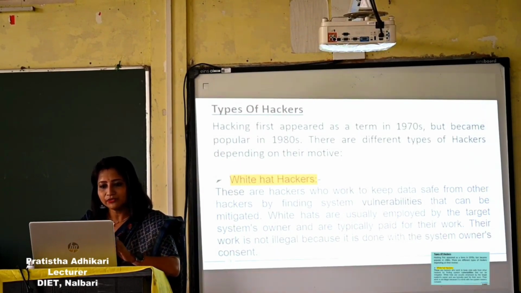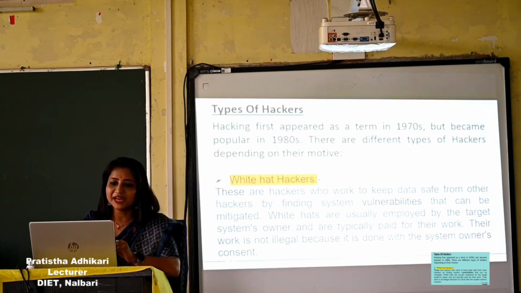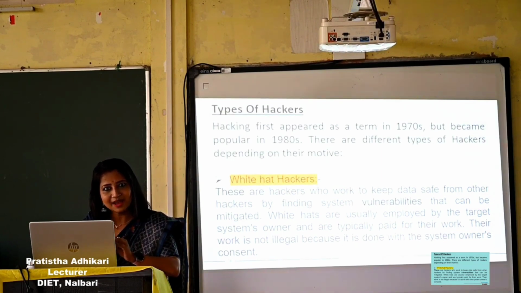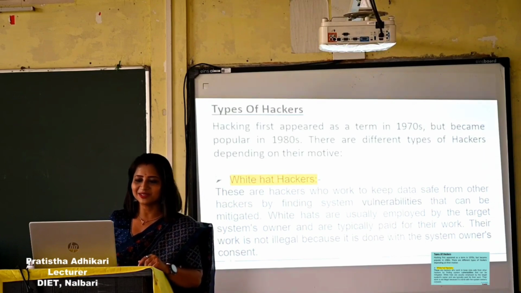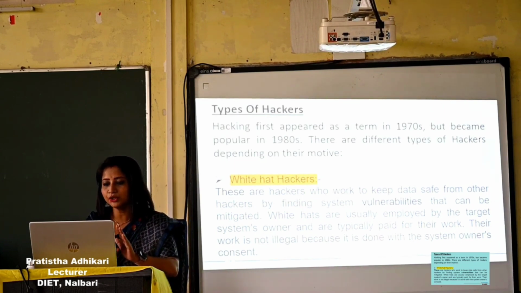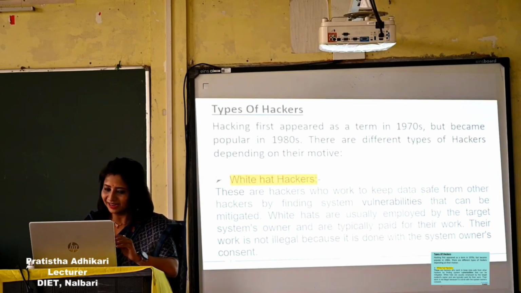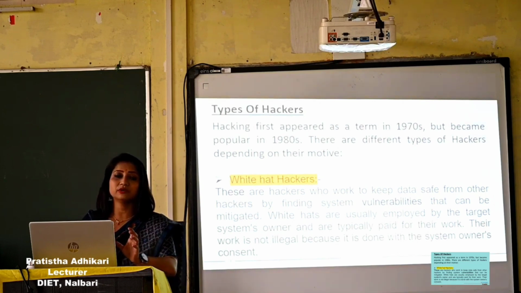The term hacking first appeared in the 1970s, but it became popular in the 1980s. And there are different types of hackers, as I have already mentioned. Let us have a look at what the types of hackers are. The first one are the white hat hackers. These are the hackers who work to keep data safe from other hackers by finding system vulnerabilities that can be mitigated. White hats are usually employed by the target system's owner and are typically paid for their work. Their work is not illegal because it is done with the system owner's consent.